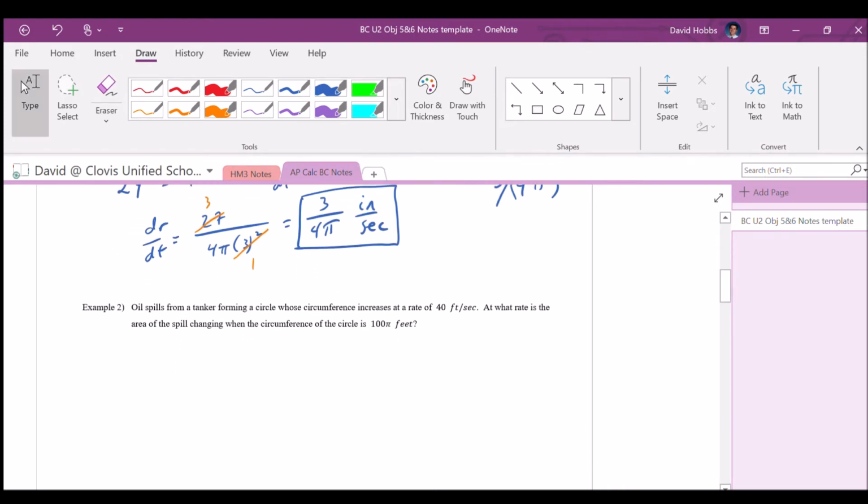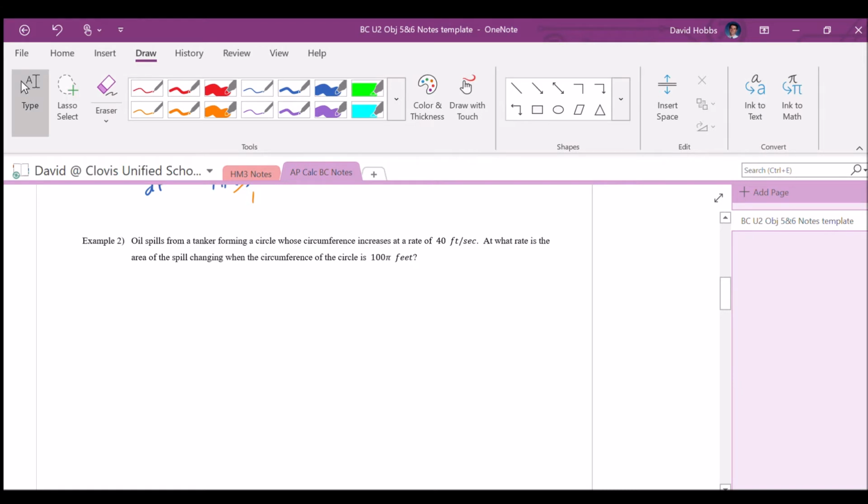Okay, moving on. Number 2. Oil spills from a tanker, forming a circle whose circumference increases at a rate. Okay, it's increasing, so this is really a positive value. Rate of 40 feet per second. At what rate is the area of the spill changing? So we were after dA/dt when the circumference is 100 pi feet. Okay, so that's what we want.